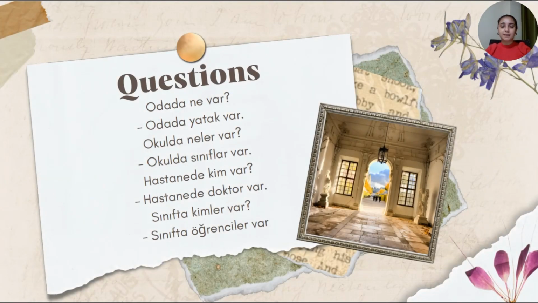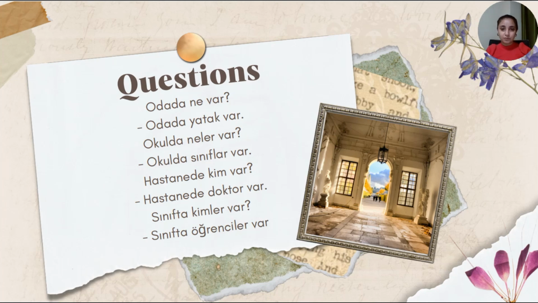How can you ask what is in somewhere? Or what are the things in somewhere? Or who is in somewhere? Let's see. Odada ne var? What is in the room? Odada yatak var. There is a bed in the room. Yatak is bed.